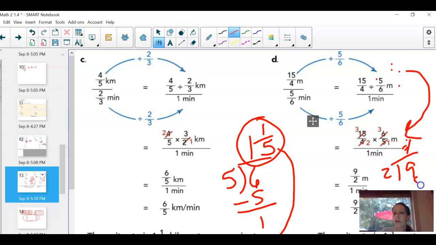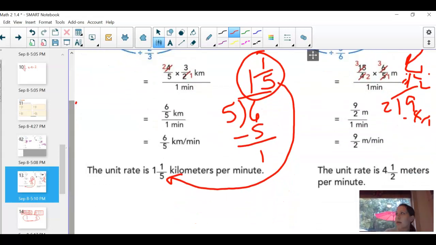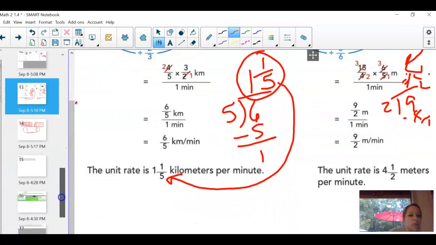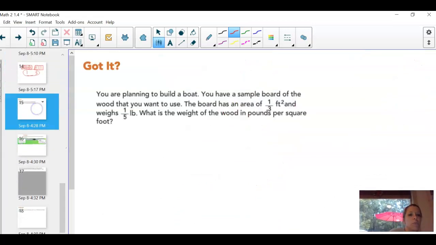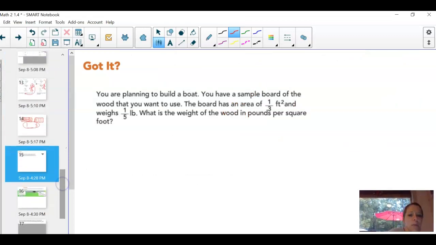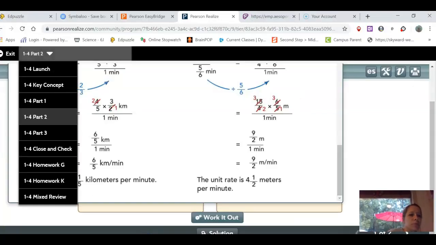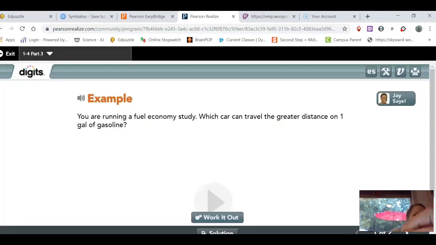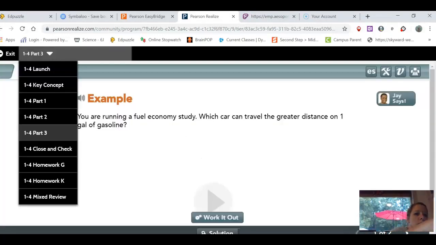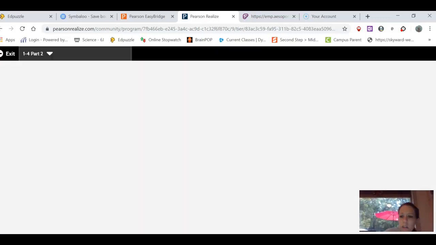This would be 4, 8, 1, 4 1/2 meters per minute. And that's where that answer comes from, okay? So at this point, go ahead and try the got it problem. When you're done with the got it problem, you're going to go ahead. So you're here, you're in that section. You are right here, and you're going to go ahead.